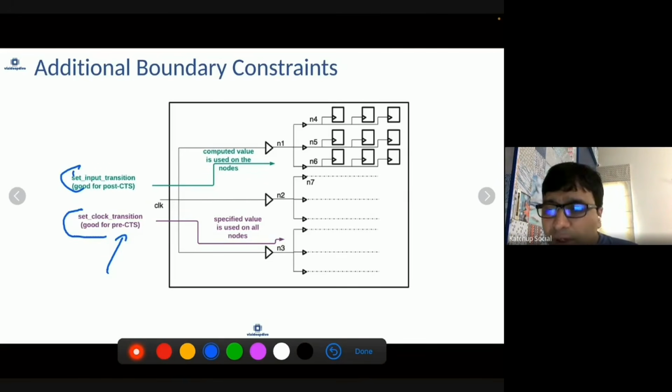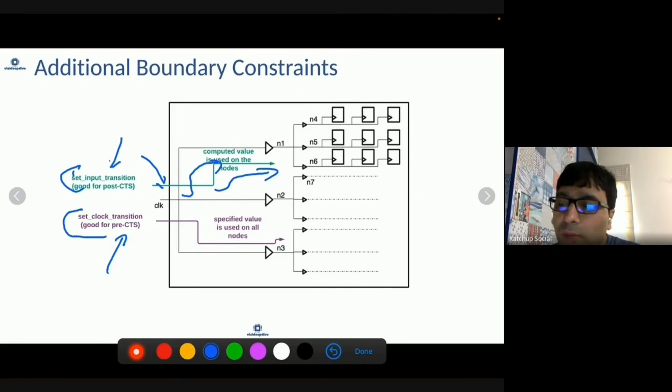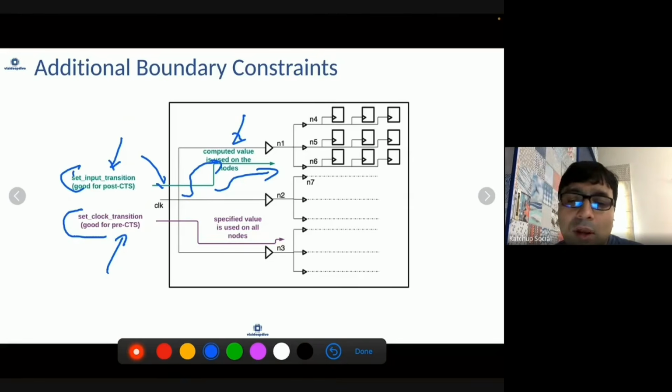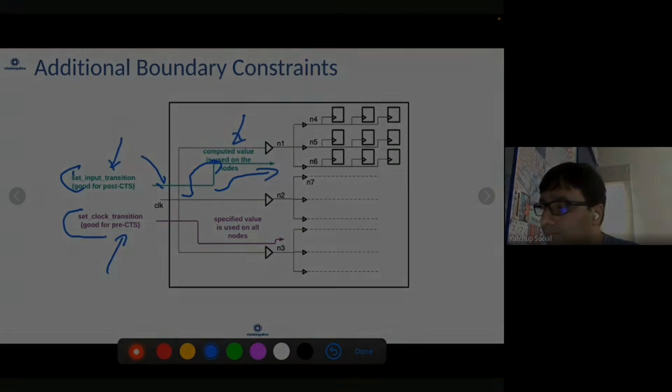Once the clock tree is built, you just specify the transition on input and let the tool calculate and use computed values. So if the CTS is built, that is, post-CTS stage, use the set input transition command just on the input and let the STA tool calculate the delay and use computed values. But if it's pre-CTS, the clock tree is not built, then you use the set clock transition command to specify the transition on the clock network rather than making the tool calculate it.